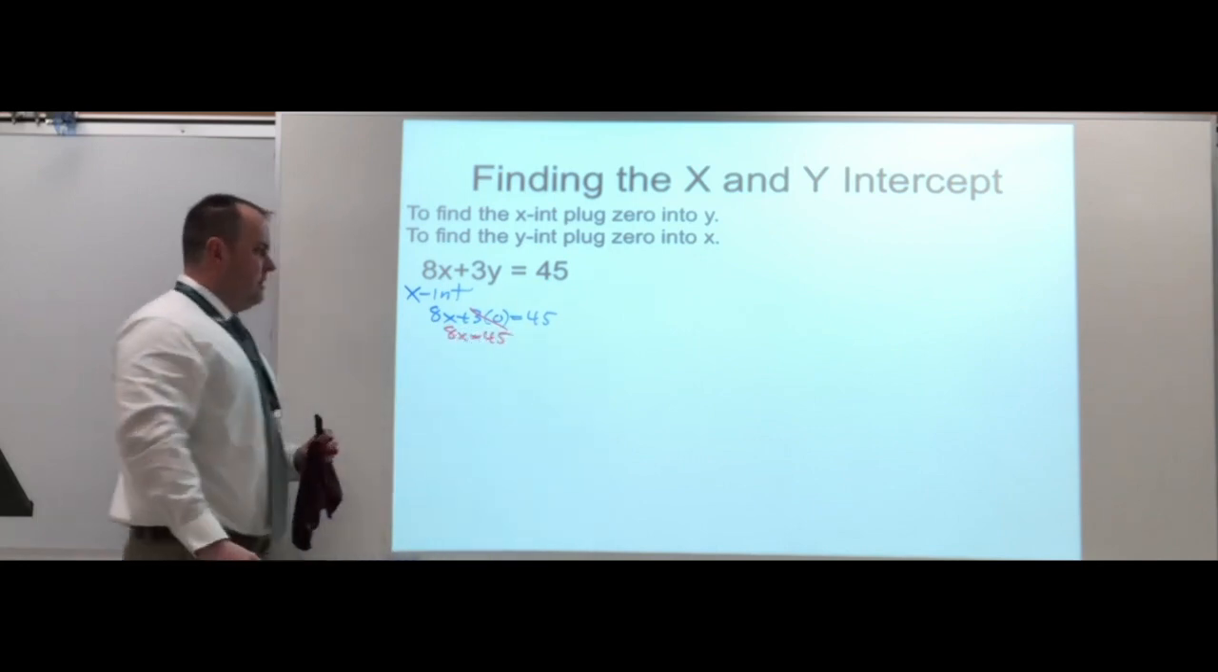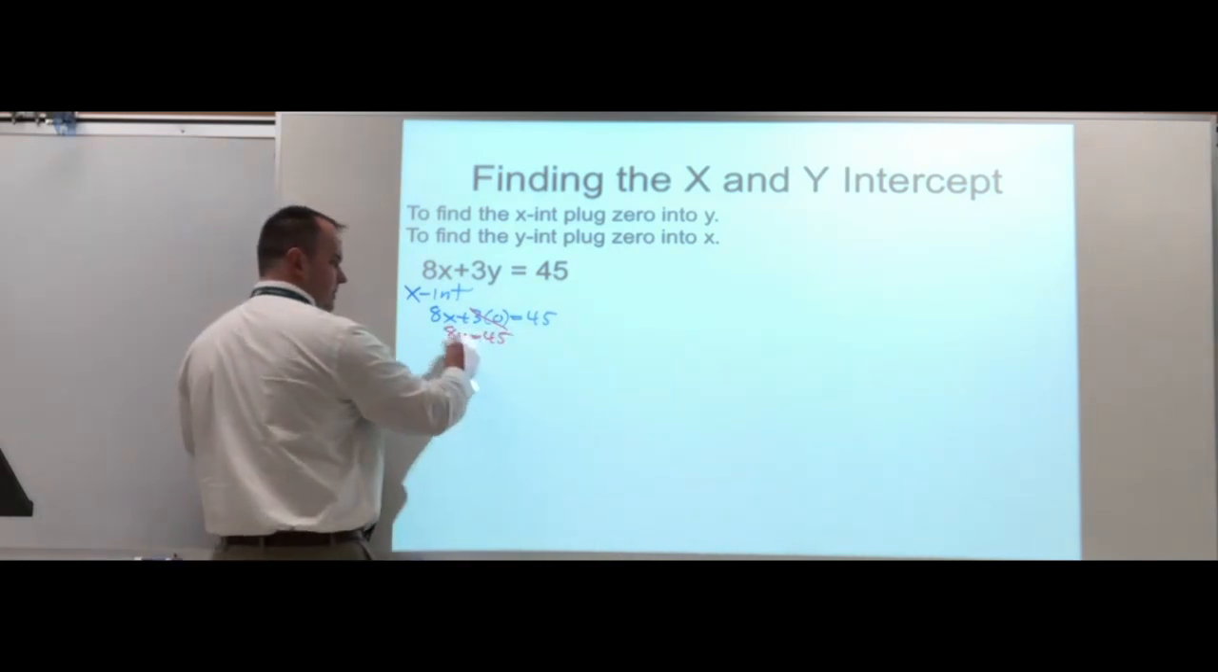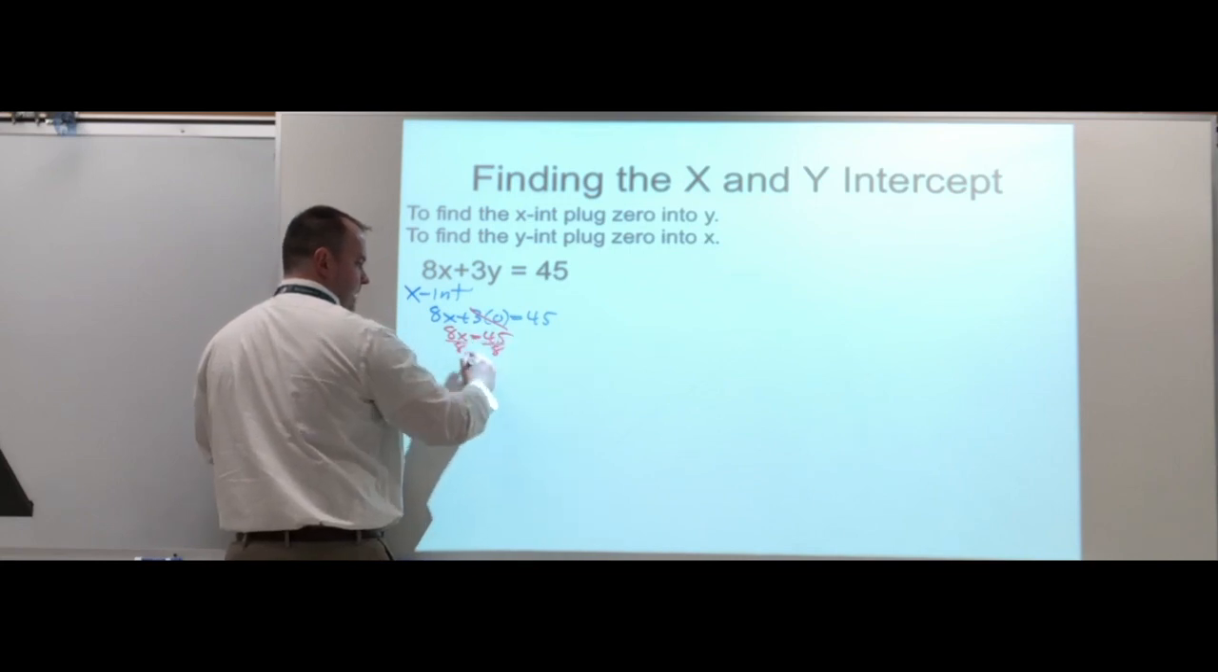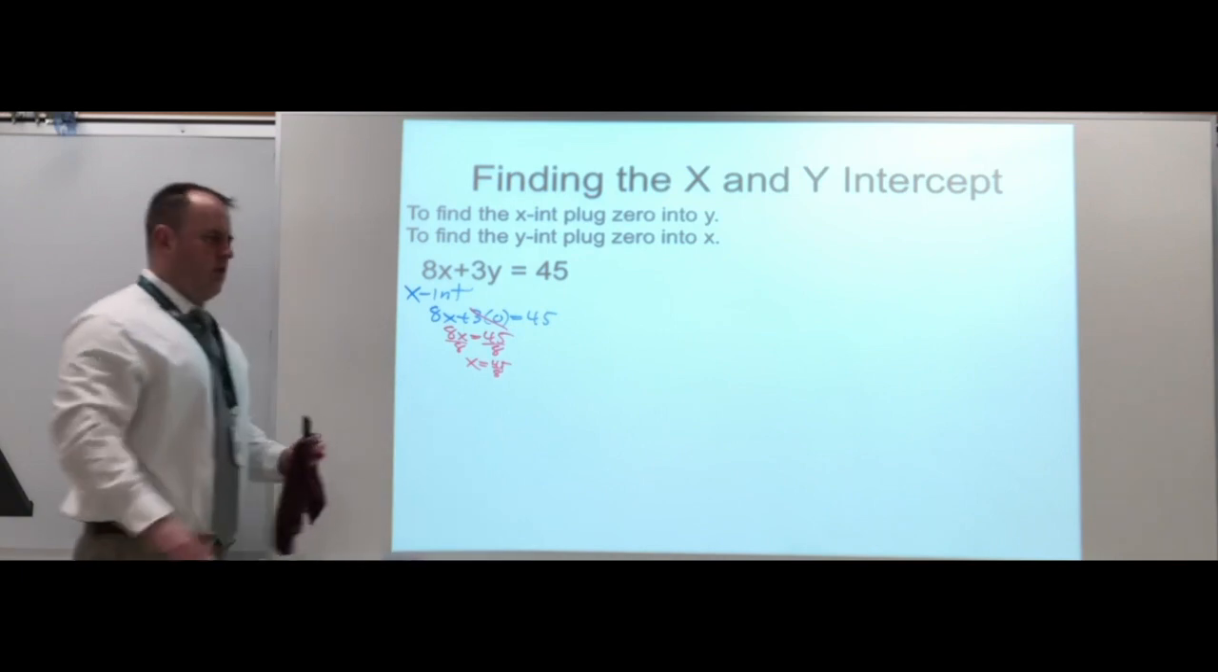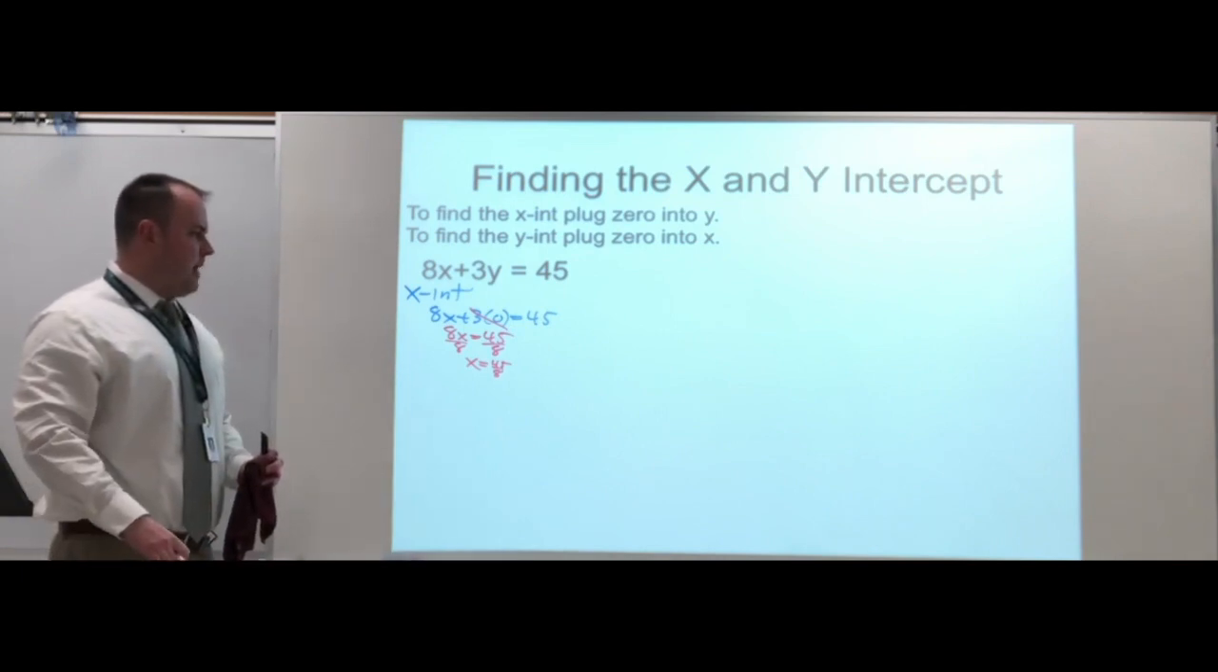So we have 8x equals 45. And if you just do some division, x equals 45 over 8. You can turn it into a decimal if you want. I'm going to leave mine as a fraction. It should not be able to be simplified.